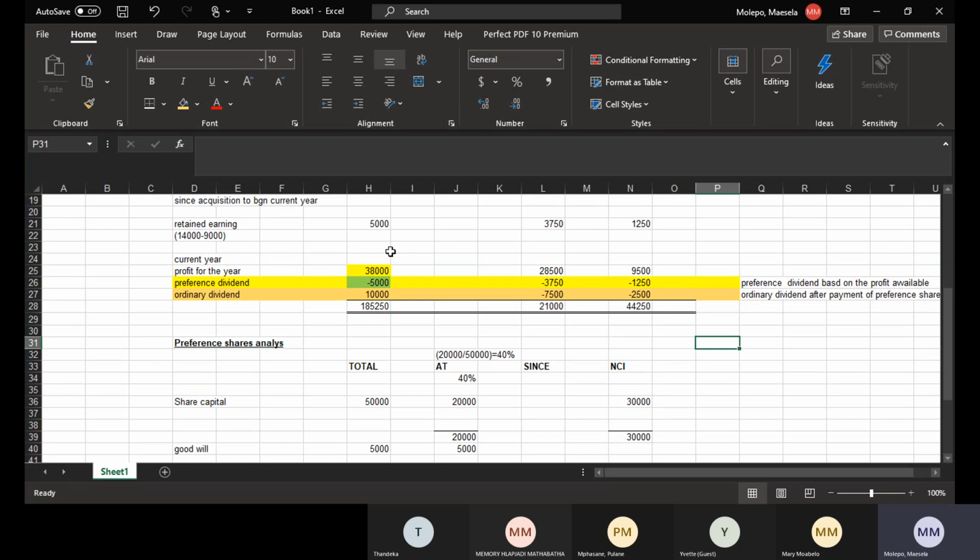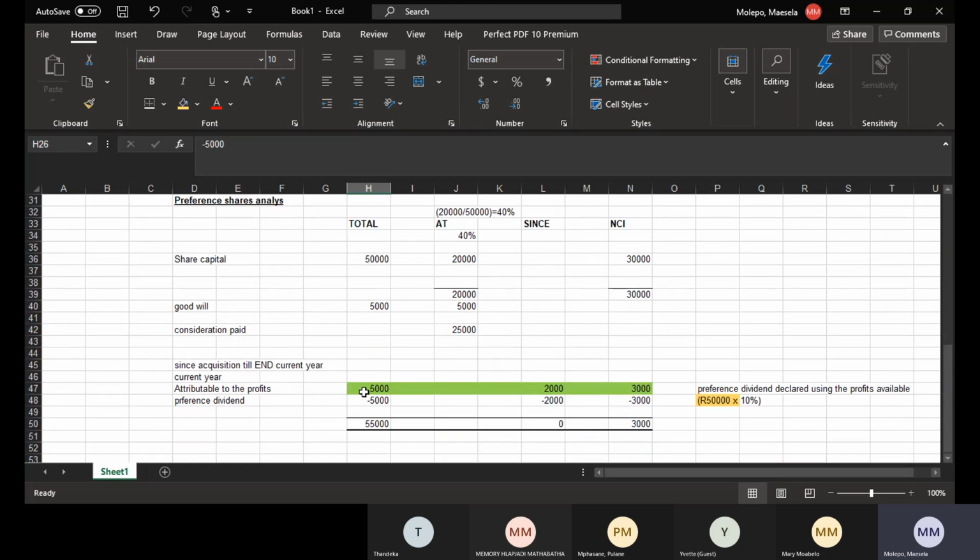Let's say the profit sitting here was 2,500. Since there is no dividend, our preference dividends here are going to be nil. We are not going to declare any dividends because there is not enough profit to declare the dividend. So everything here will be nil. The same applies to this side. We are not going to have these transactions. It will be nil, nil, nil, nil, because there was no dividend declared.